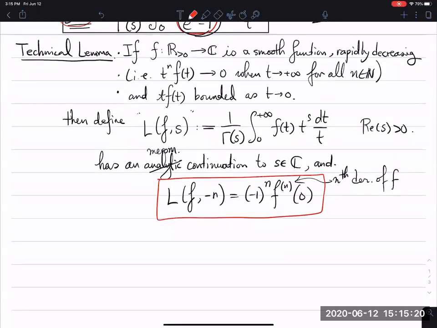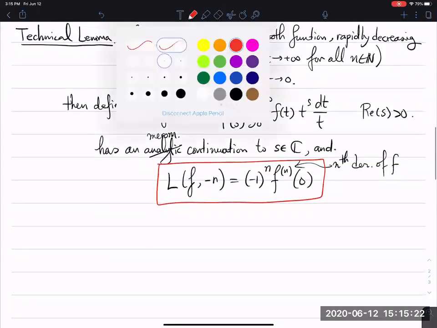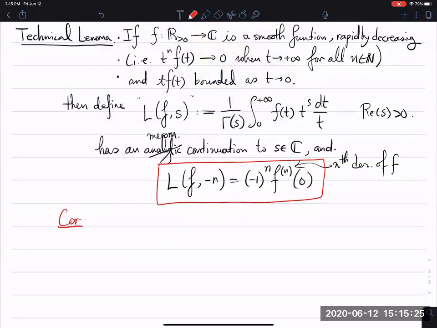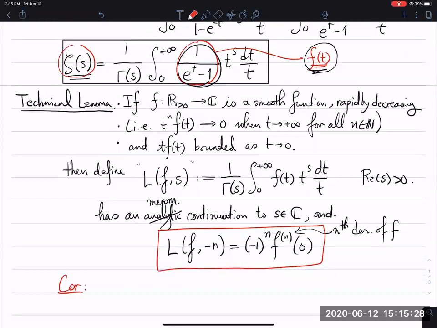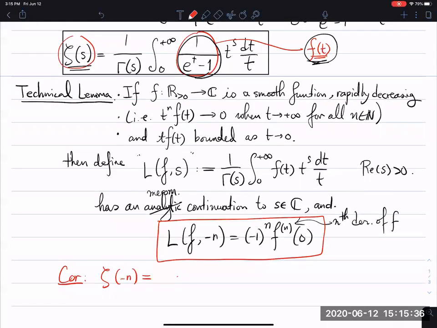So I guess a corollary of this, combining this with the above formula over there, is that zeta of minus n can be reached completely algebraically: it is minus 1 to the nth power times the nth derivative of f at zero, with f of t being 1 over e to the t minus 1.